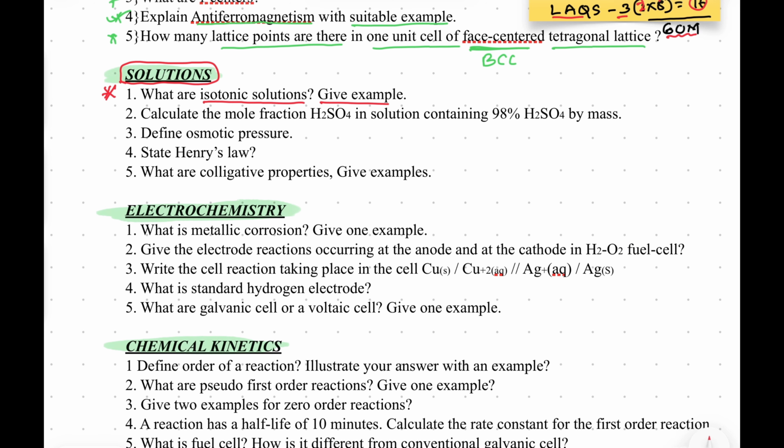Clear? And this problem has also been asked many times: calculate the mole fraction of sulfuric acid when 98% sulfuric acid by mass is given. This is a very important question. One more very important star question: define osmotic pressure. Also, state Henry's law. And the fifth question is not much important, but sometimes it is also taken as an important question. These are the important questions from solutions.